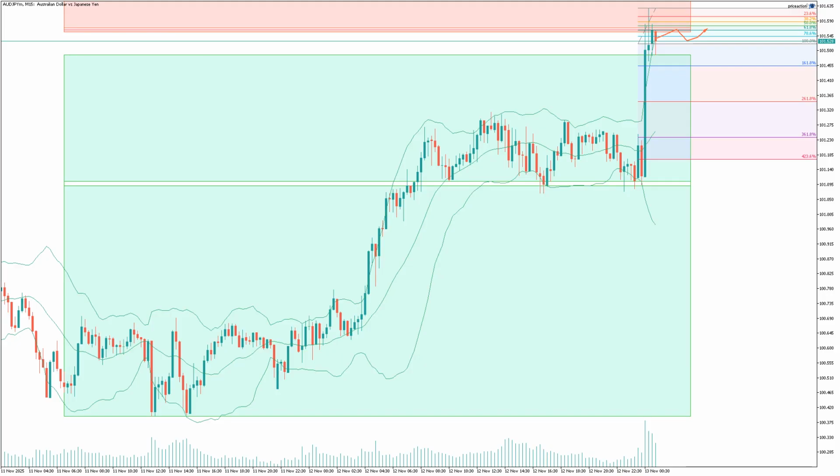The AUDJPY is currently trading near the upper bound of its recent consolidation, which aligns with a key resistance level identified around 101.568. However, the presence of a strong bullish sentiment observed in the 1-minute chart, with prices pushing higher after a brief dip to 101.091, suggests a potential breakout is imminent. The Fibonacci retracement levels, with the primary Fibonacci price point at 101.521 and the second at 101.629, indicate that the market is currently testing resistance levels.